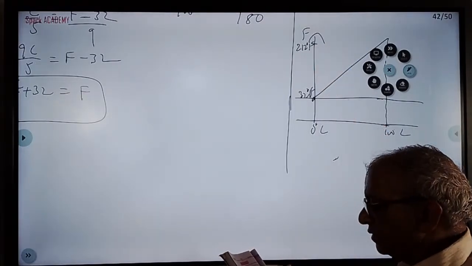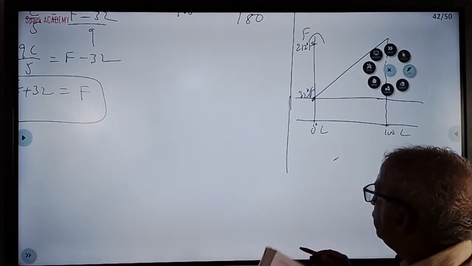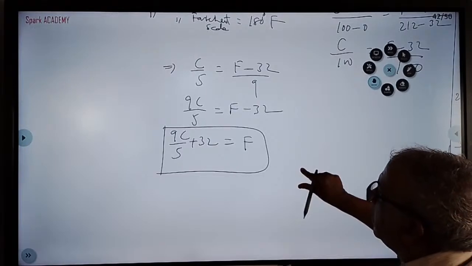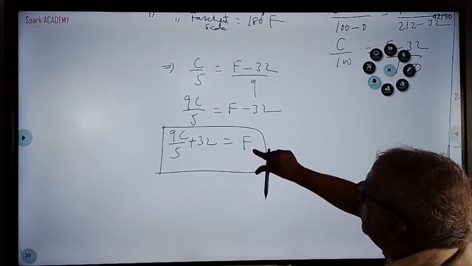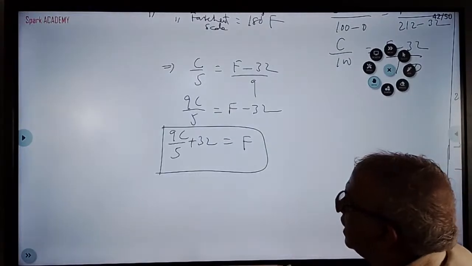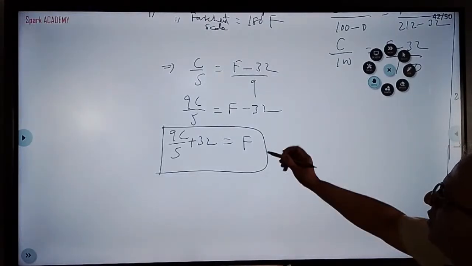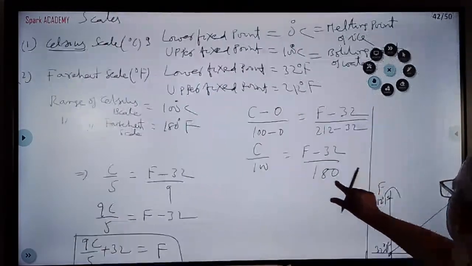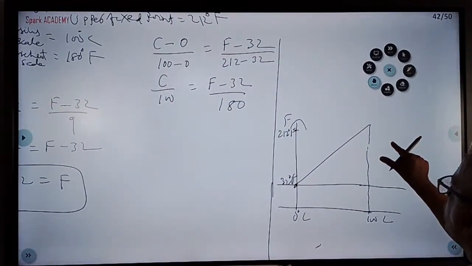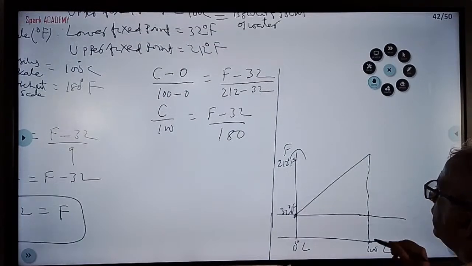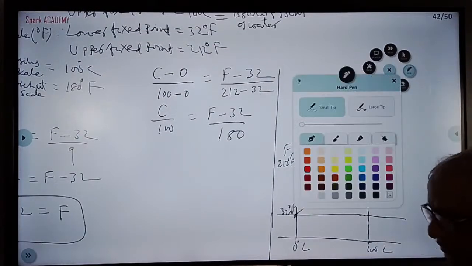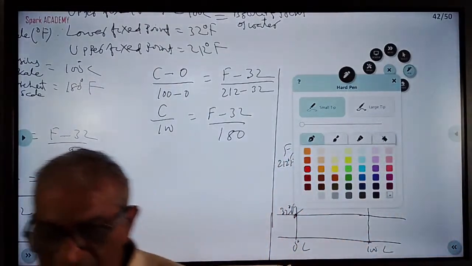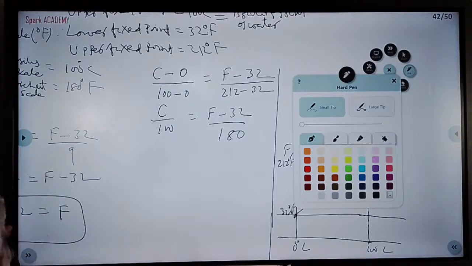So this is the relation. This is in the form of y is equal to mx plus c, where y is Fahrenheit on the y-axis, x is centigrade on the x-axis, and the equation is 9C by 5 plus 32. Even if you cannot write the equation, you can draw the graph. This is the graph of Fahrenheit versus centigrade. Okay students, this is the relation between the Celsius and Fahrenheit scales.